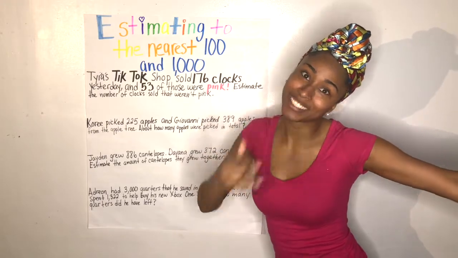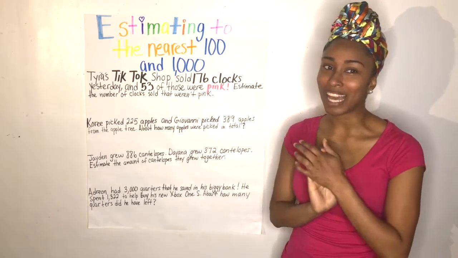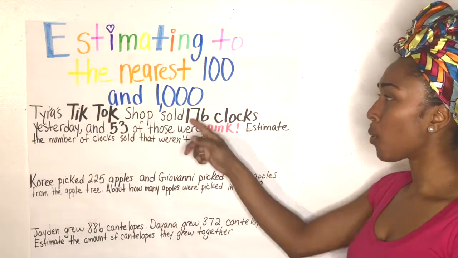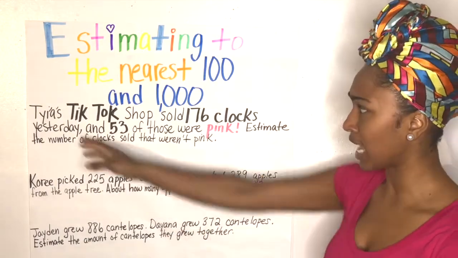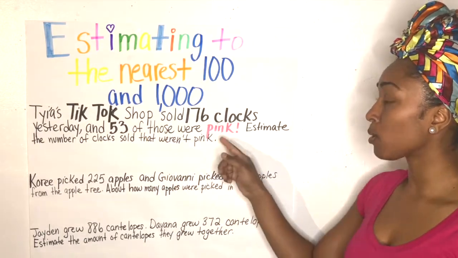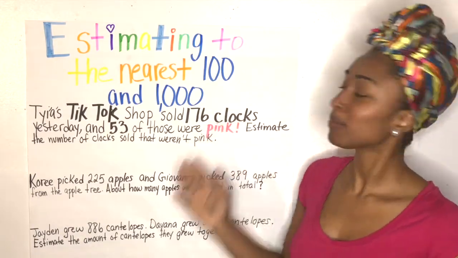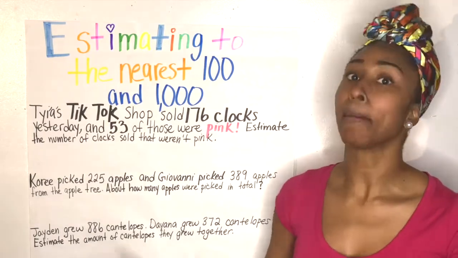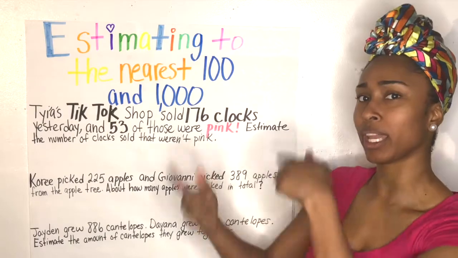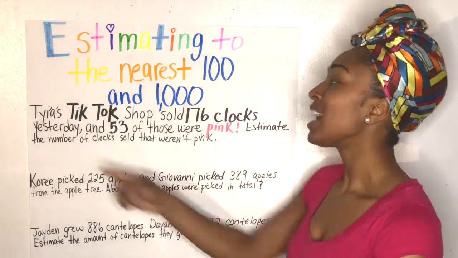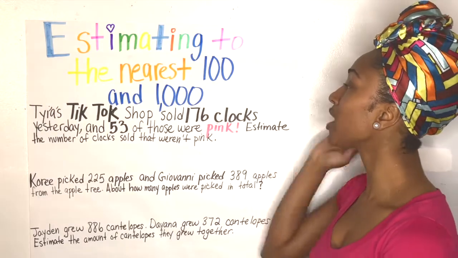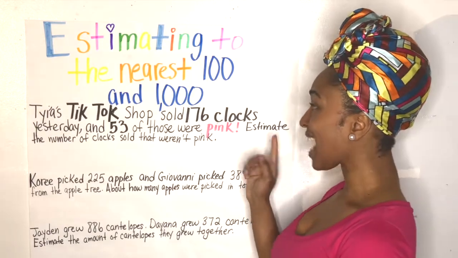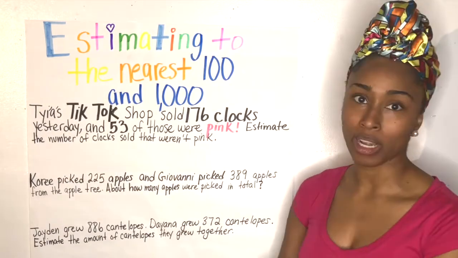Give it a rest. All right, so let's read these problems together. Okay, it says, Taya's TikTok shop sold 176 clocks yesterday, and 53 of those were pink. Estimate the number of clocks sold that weren't pink. Let's read it again. Taya's TikTok shop sold 176 clocks yesterday, and 53 of those were pink. We need to estimate the number of clocks that were sold that were not pink.